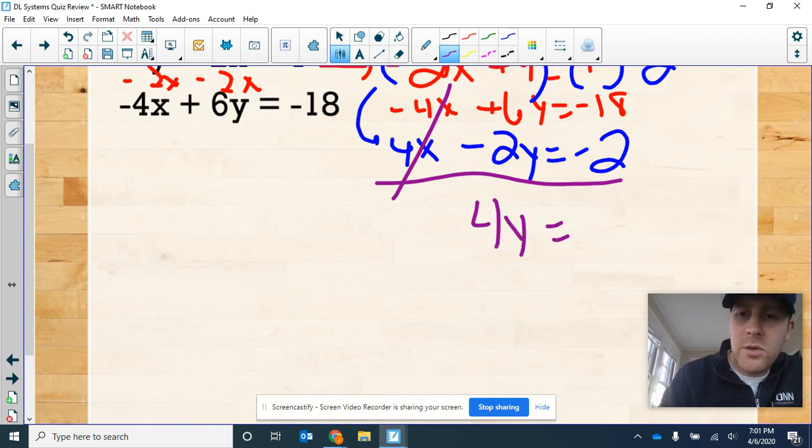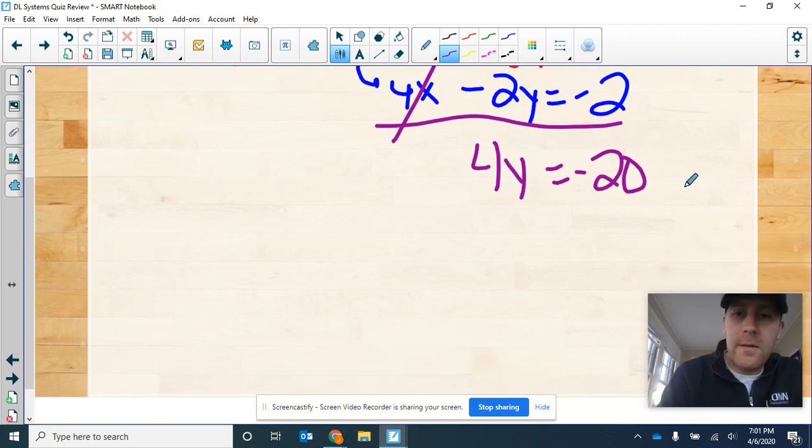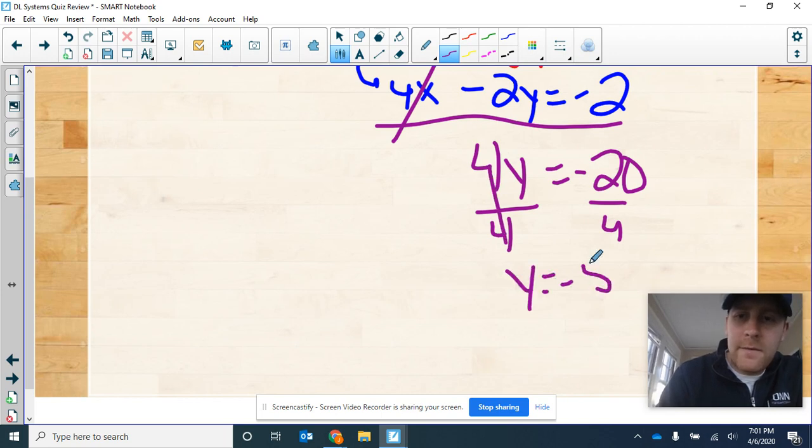Negative 18 minus 2 is negative 20. Do you all see that? We're adding those equations together, and that x term got eliminated. Now let's get y by itself. Divide both sides by 4, and y is going to be -5.